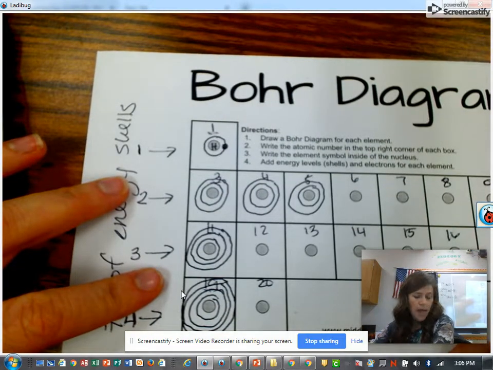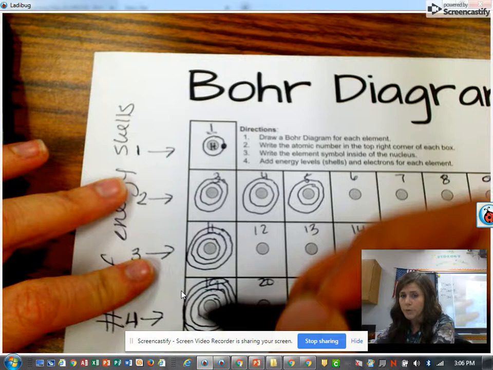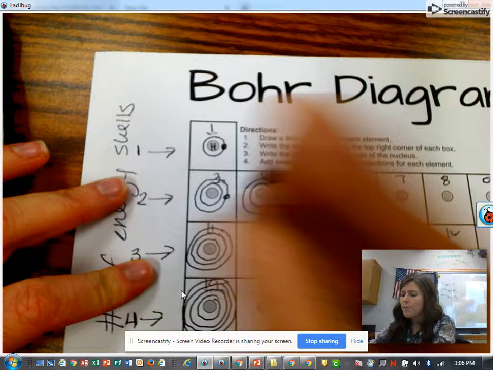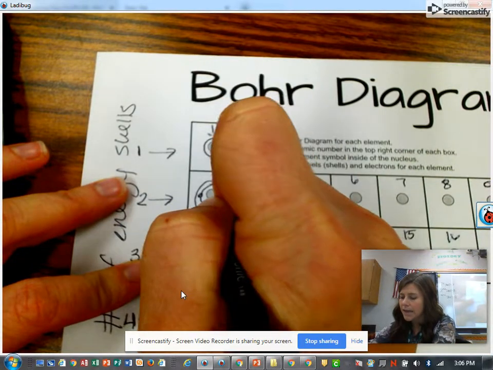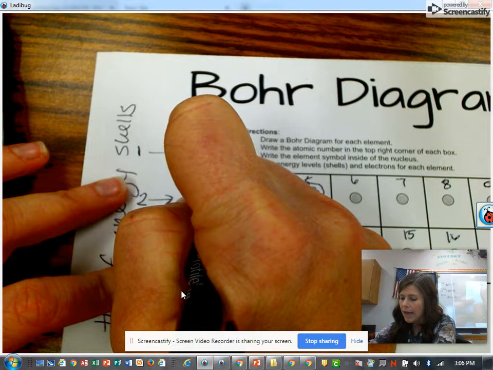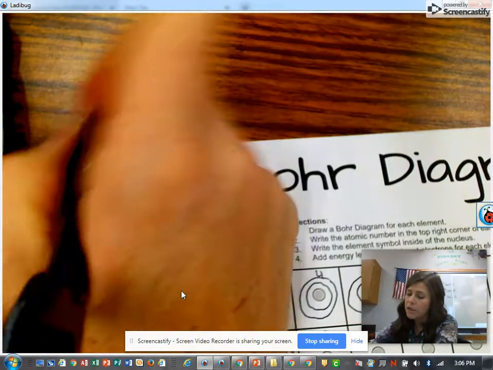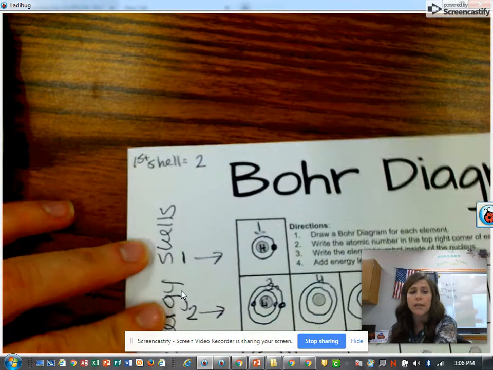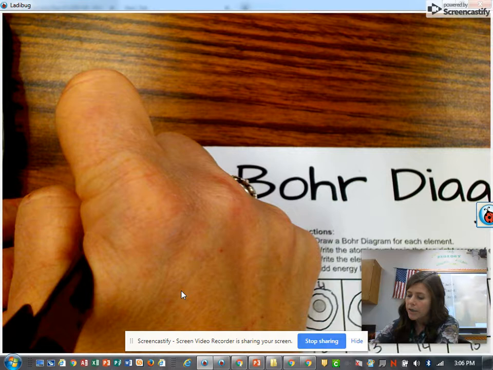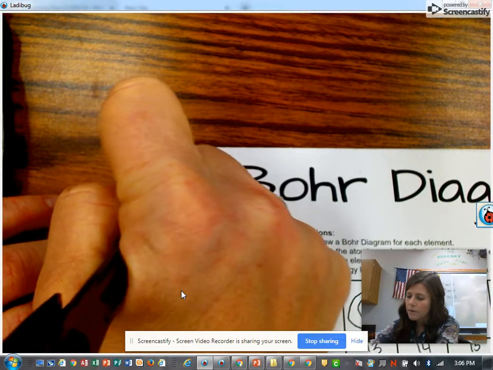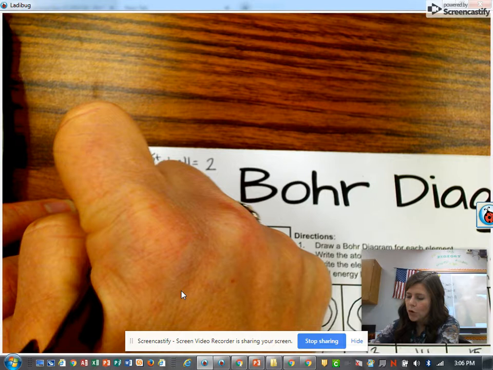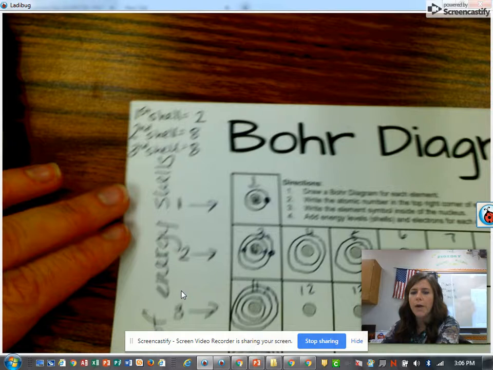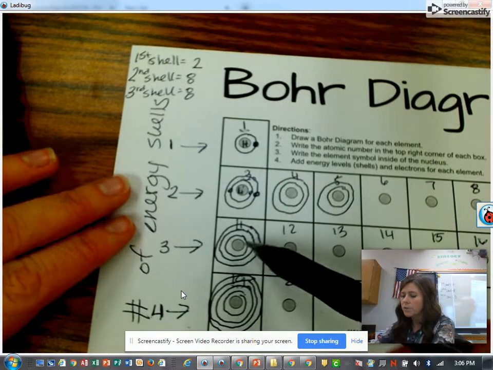Lithium, because it's in group number 1, should have 1 electron on the outer side, but it's going to have 2 on the inside. It has 3 total, so Li. Remember that the first shell can only have up to 2 electrons. Our second shell will have 8, and our third shell will have 8 as well. So 2, 8, 8.